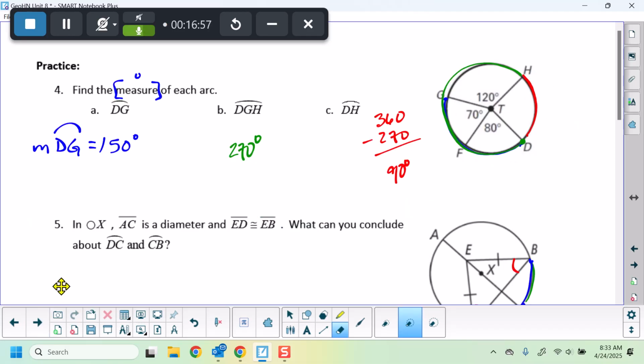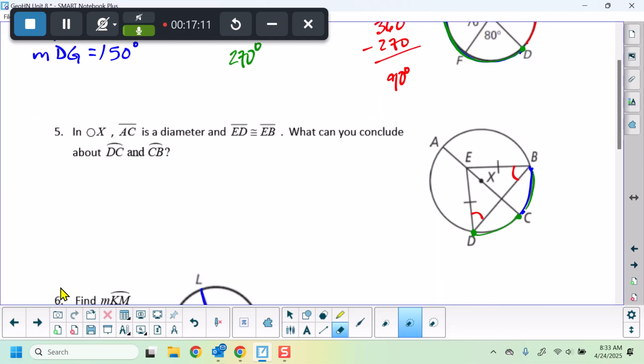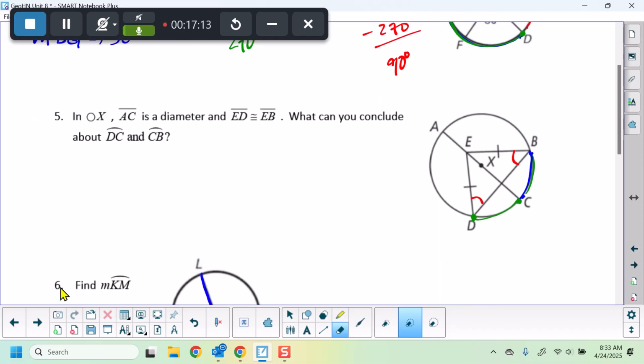All right, just so you have some answers here, find the measure of each arc. Measure is always in degrees. Number 5, in circle X, AC is a diameter. The distance from E to D is the same as the distance from E to B. What can you conclude?